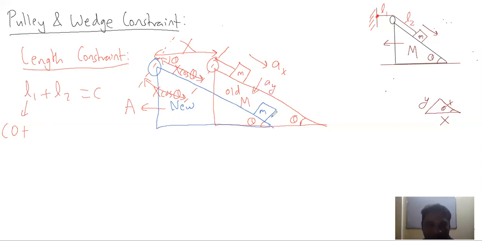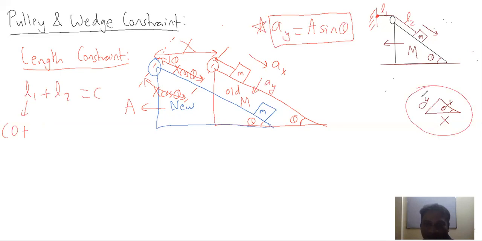In the previous case, we already proved AY is equal to A sin theta. So that will still hold true. AY will be equal to A sin theta. From this triangle, we can prove again AY is A sin theta. Now, we are concerned here with the acceleration along down the inclined direction, AX.